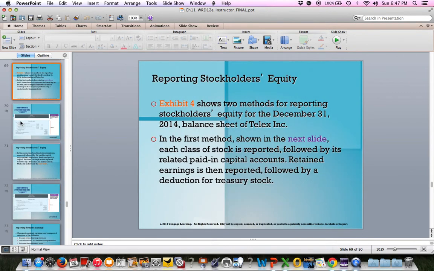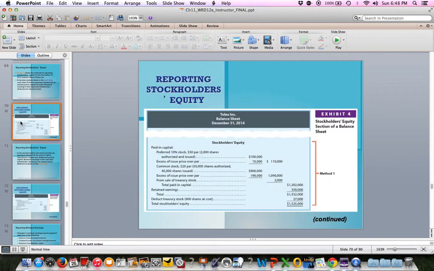In your book, Exhibit 4 shows 2 methods for reporting equity, and actually we'll have it on the next screen too, December 31, 2014 for Telex Company. The first method, shown in this next slide, is that each class of stock is reported, followed by related paid-in capital amounts. Retained earnings is then reported, followed by deduction for treasury stock. So let's look at this one first.